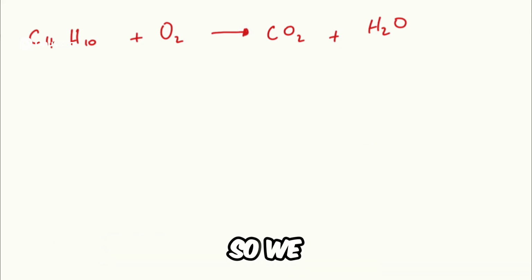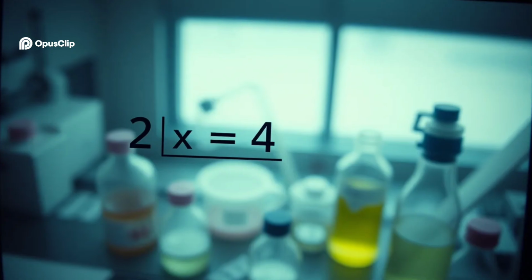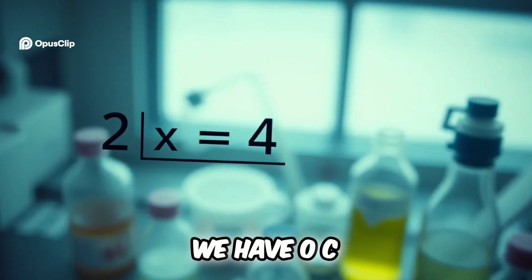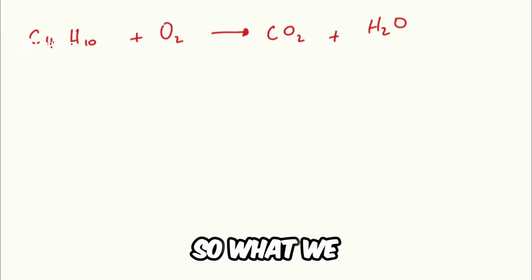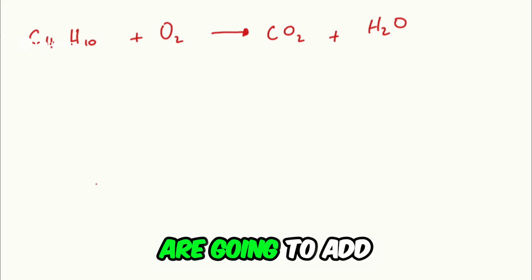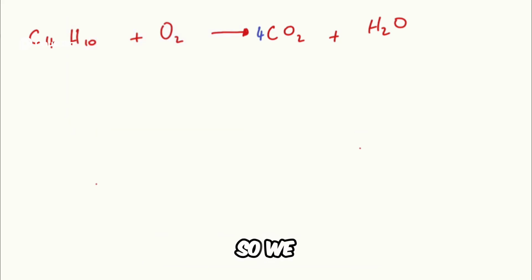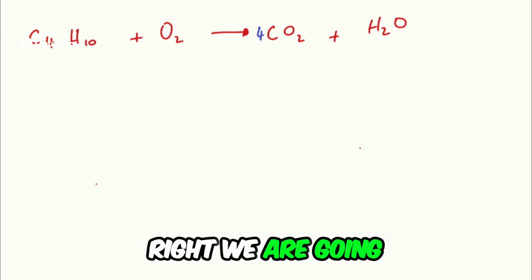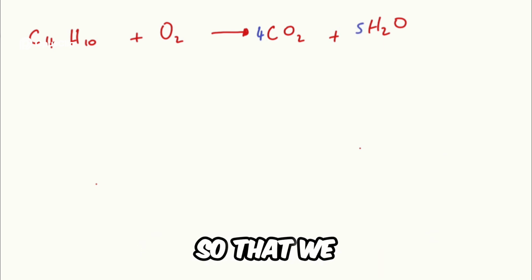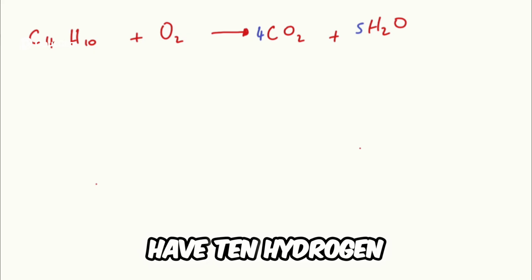So we have 4C on our right. On our left we have 0C. So what we are going to do is add 4. We have 10 hydrogen on our reactants. On our right we are going to add 5, so that we have 10 hydrogen.